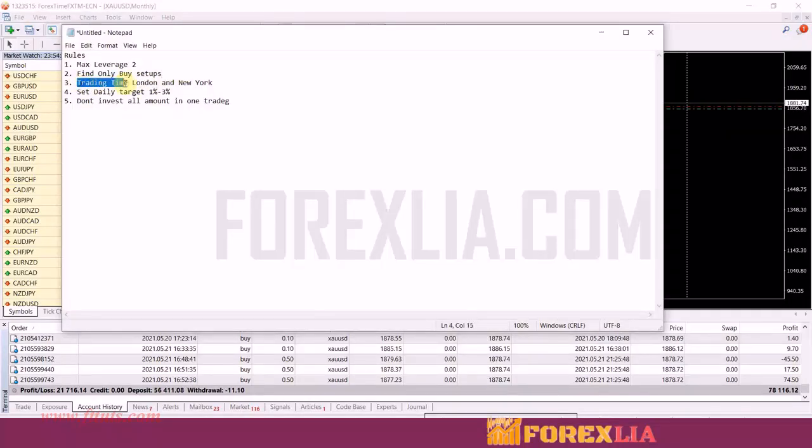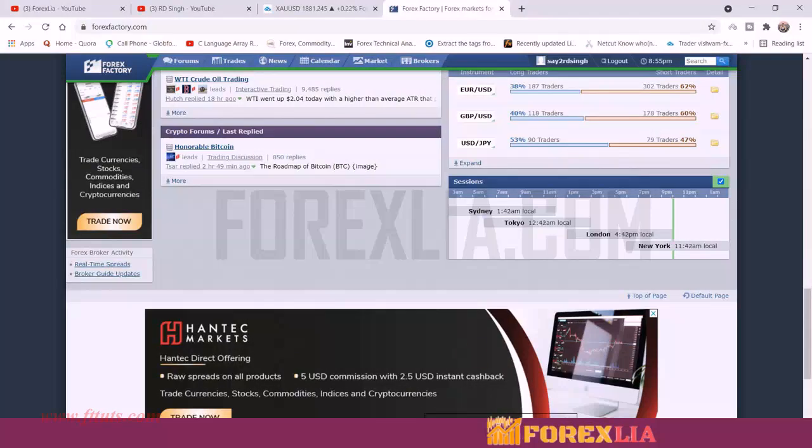Now let's look at the trading time. I trade inside the London session and New York session, which take place from 9 AM to 5 PM according to Indian time, because within this time the market is in high volatility mode.